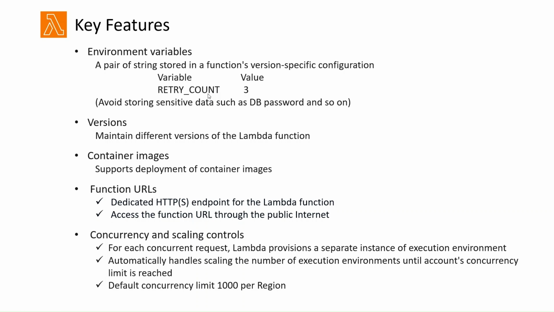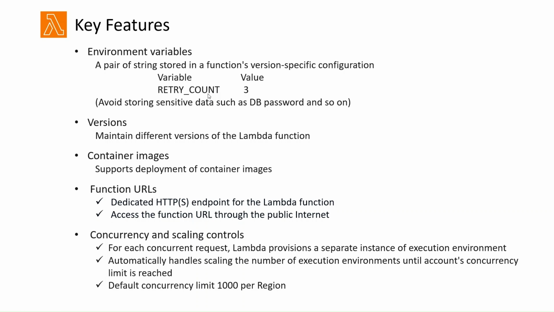Next, function URLs. A function URL is a dedicated HTTP or HTTPS endpoint for the Lambda function. We can access the function URL through the public internet. Next, concurrency and scaling.